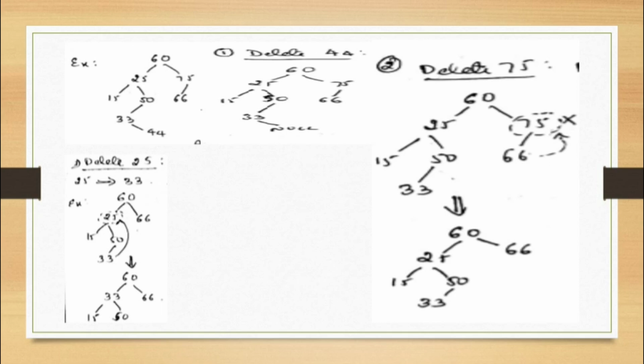So this is our example. Here I have a tree, the one I have marked with a rectangle, which is my example tree. What I am doing is following steps 1, 2 and 3. Here I am deleting 44 in the beginning.